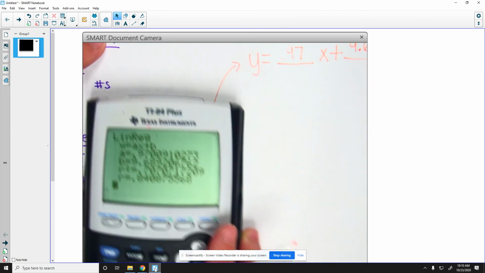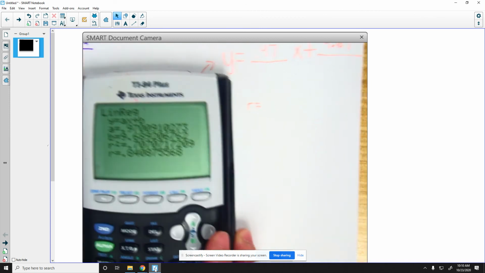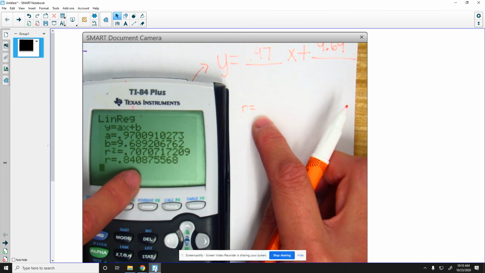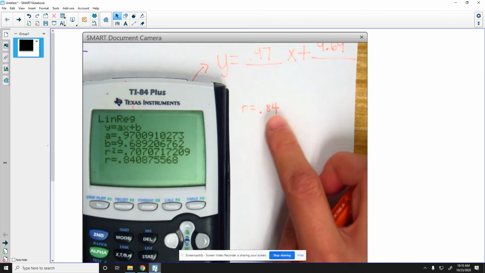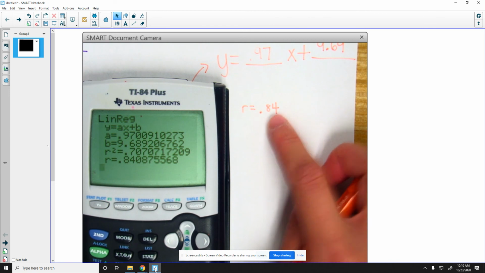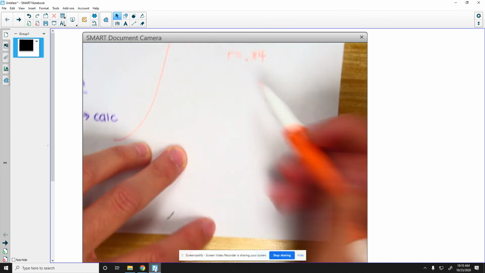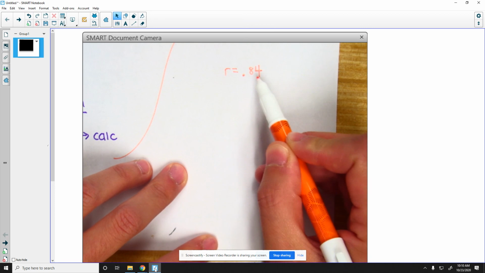Okay, now there's one more really important thing, the R. The R. Every time I say that, every year I always feel like a pirate. The R. Okay, the R is 0.84. This tells you how strong or how weak your line is. Basically, the goal is you want it really close to 1, like 0.9, 0.99, 0.98.